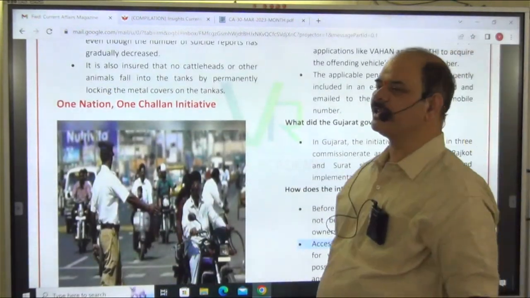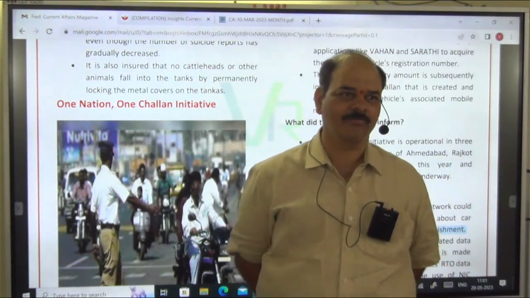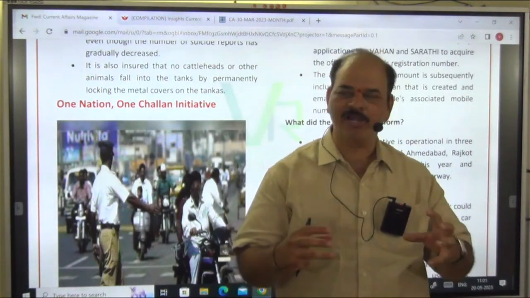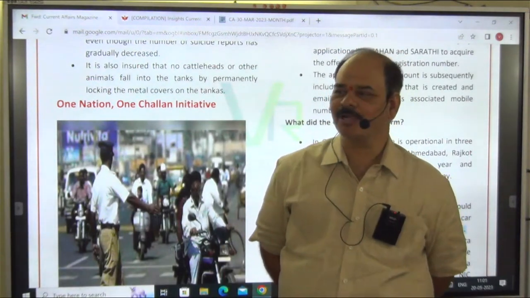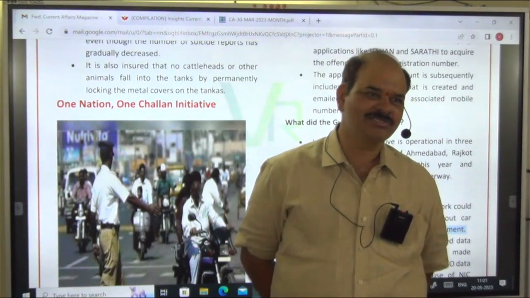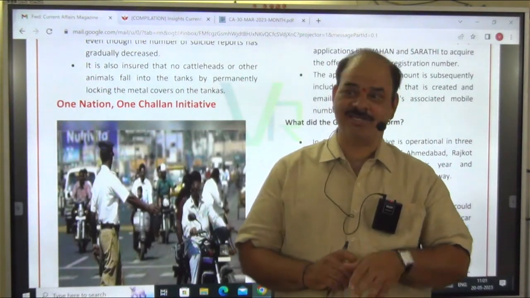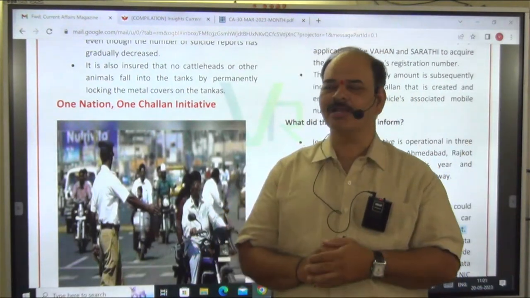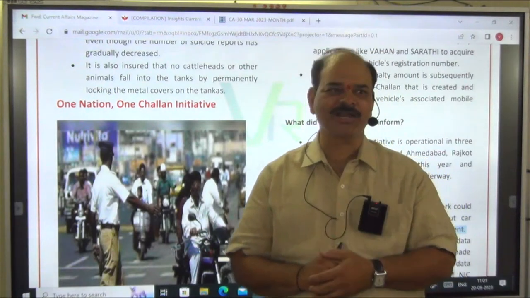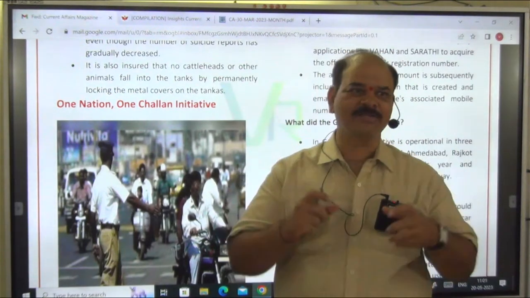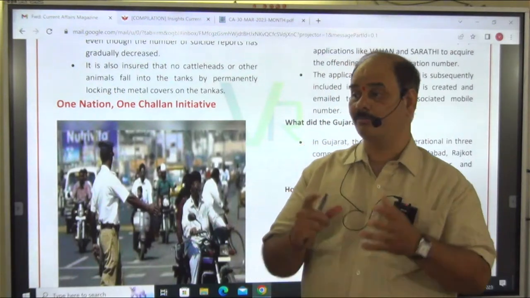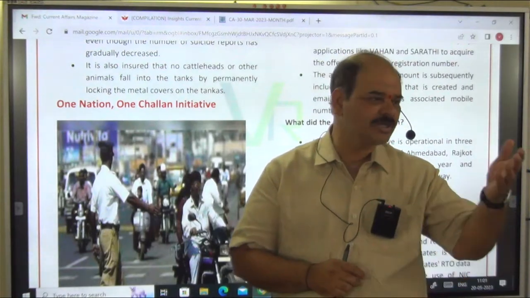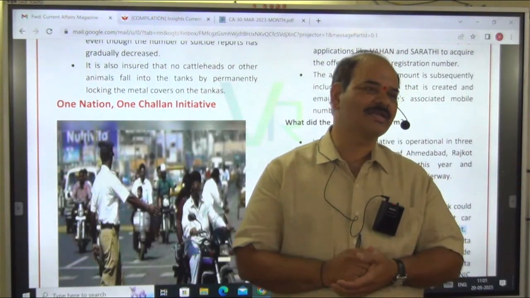Now, One Nation, One Challan initiative. This is the need of the hour. So, it is tough because there should be coordination between the transport department and traffic police. Not only of one state, different states. See, now take the example of Hyderabad. If any Karnataka vehicle comes to Hyderabad and if it violates the traffic, though the police person takes the photo of that violation, he is helpless because he cannot get the address or something like that.